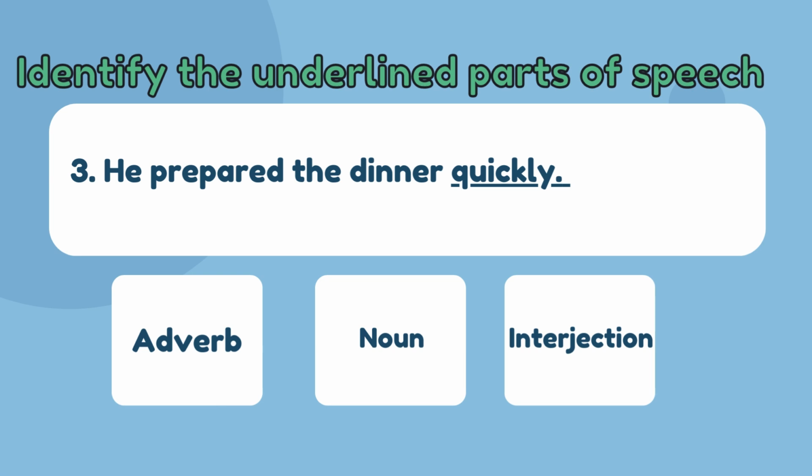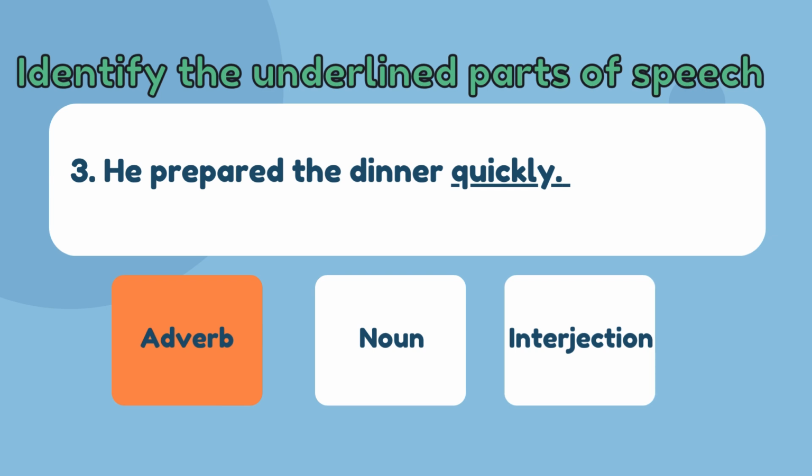Question number 3. He prepared the dinner quickly. Adverb, noun, or interjection? Here are our options. We told you before that adverbs give the answer for how. He prepared the dinner quickly. How did he prepare the dinner? The answer is quickly. And also you see -ly. Ly is another sign that this is an adverb.